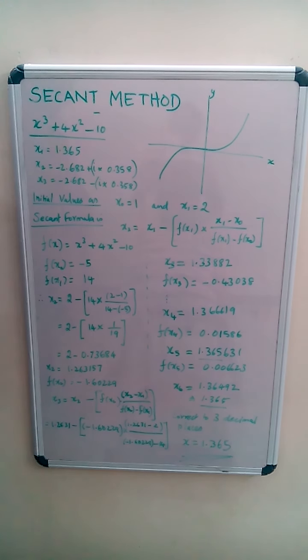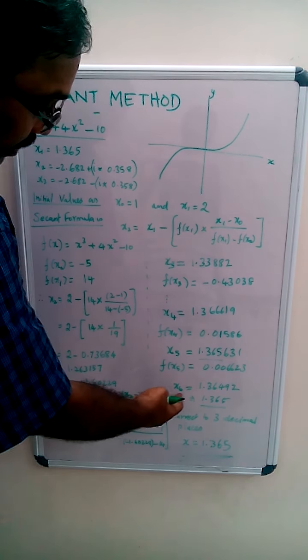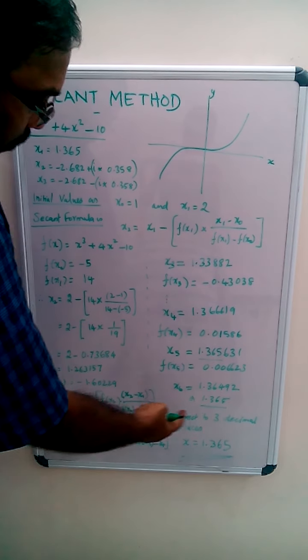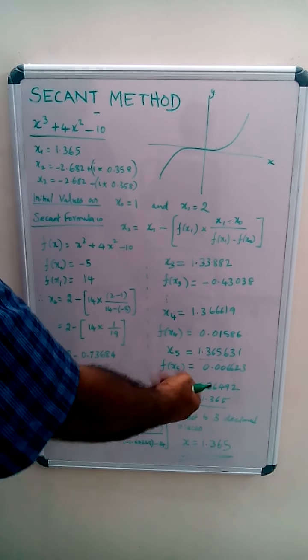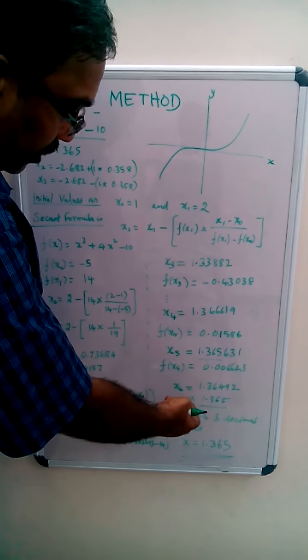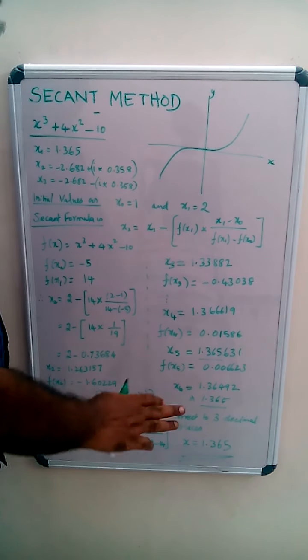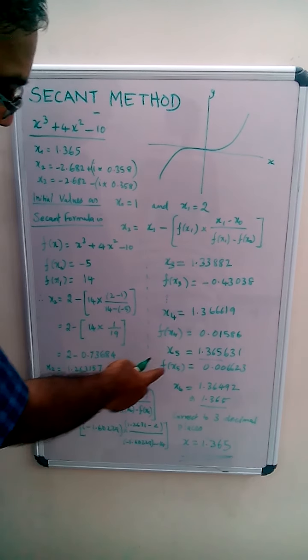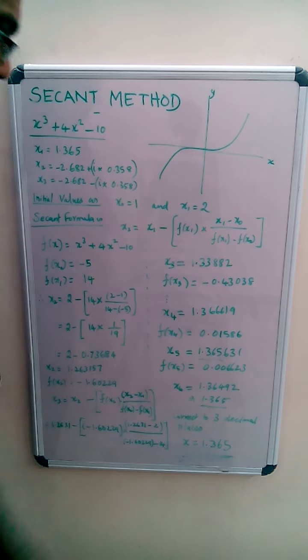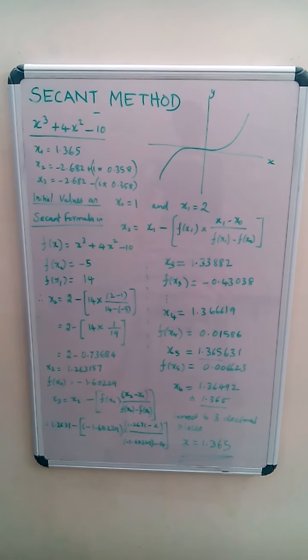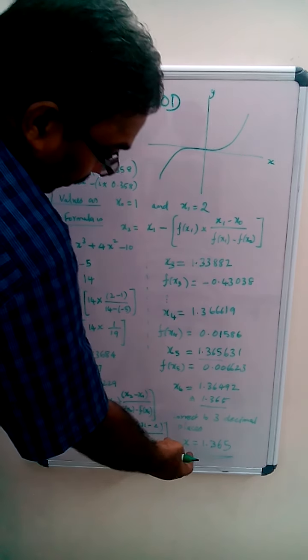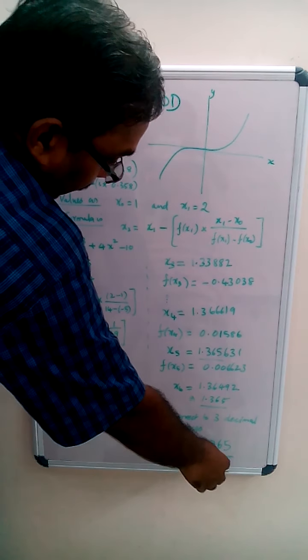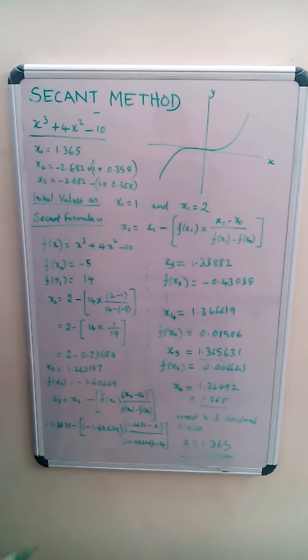In the next iteration we get a value of x as 1.36492, and if you truncate this to 3 decimal places, it is 1.365, and the same value is obtained in the previous step as 1.365 up to 3 decimal places, and hence we can stop the iteration. The required root for this function is x is equal to 1.365, which is correct to 3 decimal places as shown here.